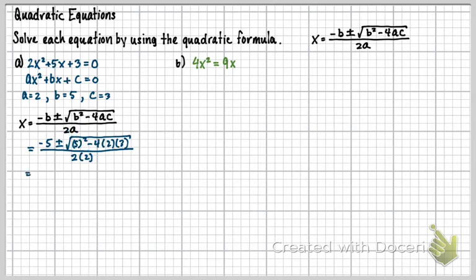Okay, now from here, I'm just going to simplify things some. So this is going to be negative 5 plus or minus the square root of 5 squared, which is 25, minus 4 times 2 times 3 all together, so that's going to be 24, and that's all over 4. So then from here, 25 minus 24 is 1. So this is going to be negative 5 plus or minus the square root of 1 over 4.